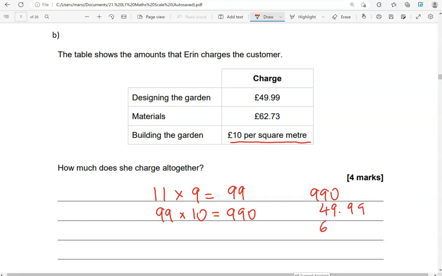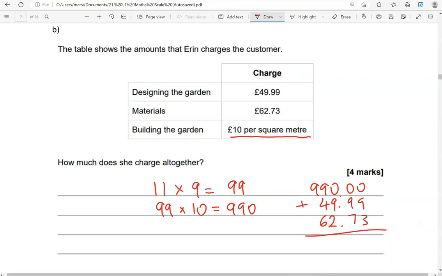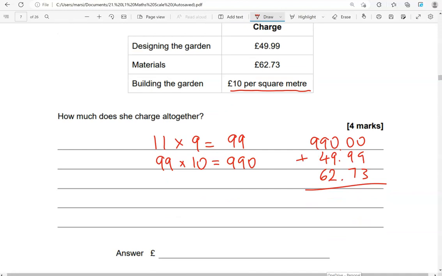£49.99, £62.73. So we'll add all of these together. 9 and 3 is 12, so 2 down and 1 carried over. 9 and the 1 we carried over is 10, and the 7, 17, so 7 down and 1 carried over. 9 and 1 is 10, and the 2 is 12, so 2 down, 1 carried over. 9 and 1 is 10. 6 and 4 is 10, so 10 and 10 is 20. 0 down, 2 carried over. 9 and 2 is 11. So that gives us £1,102.72.